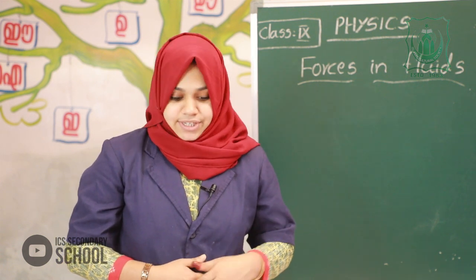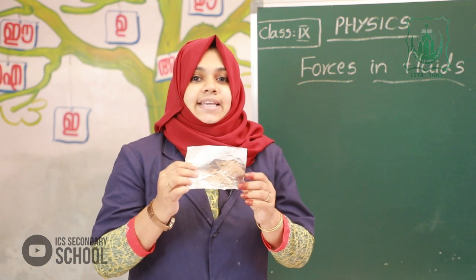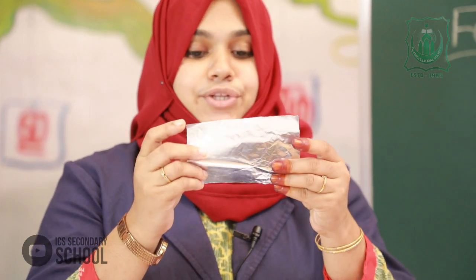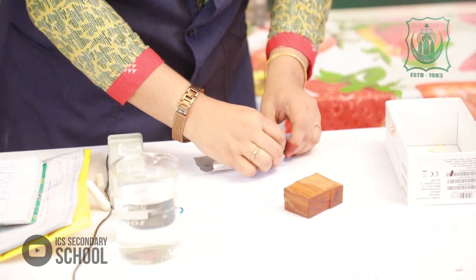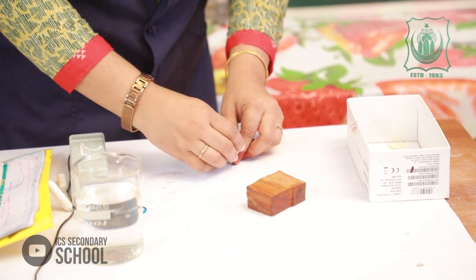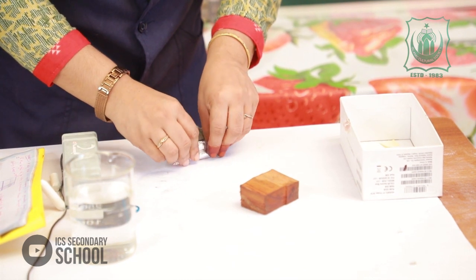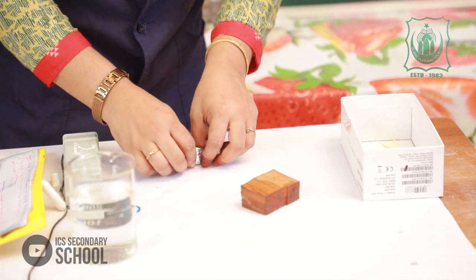Okay. Next, let's do an activity. So, what is this? Do you know what this is? Yes, it is an aluminium foil paper. Now I am going to make a vessel using this aluminium foil. Yes, I make a vessel using this aluminium foil.